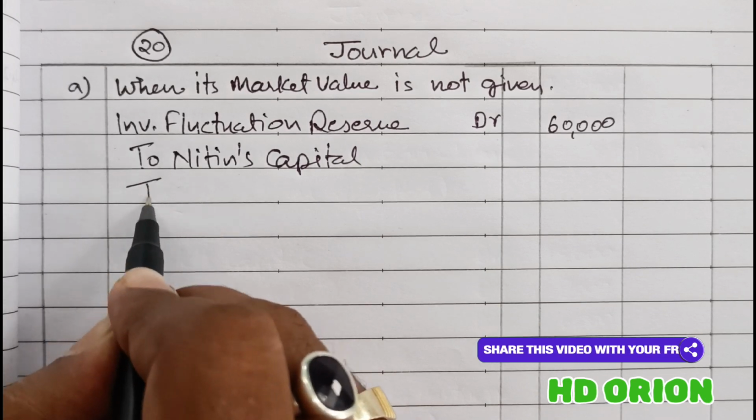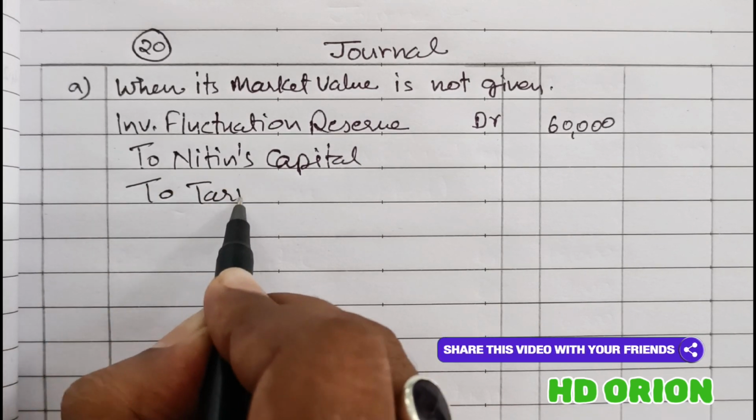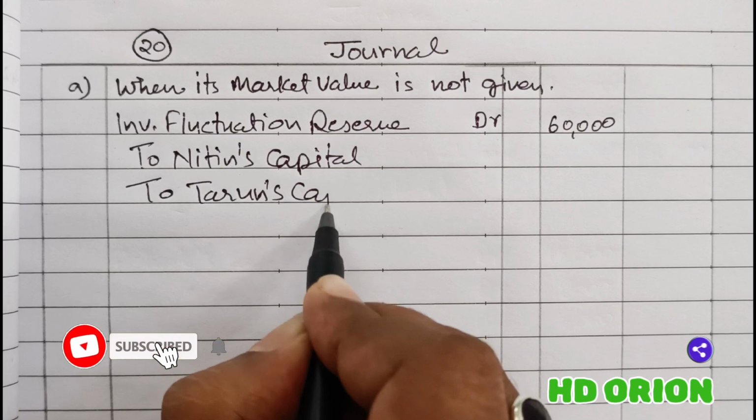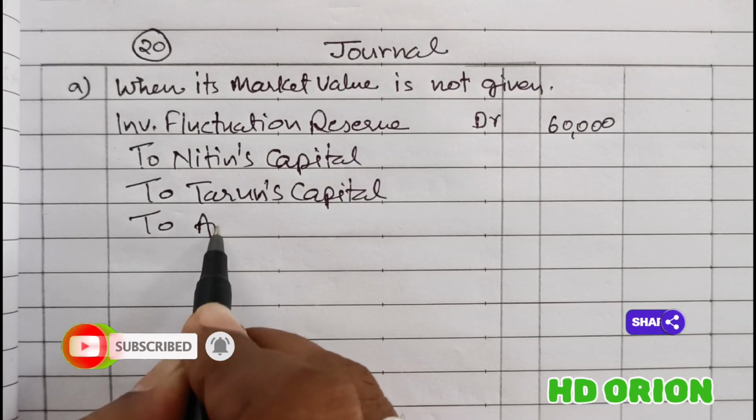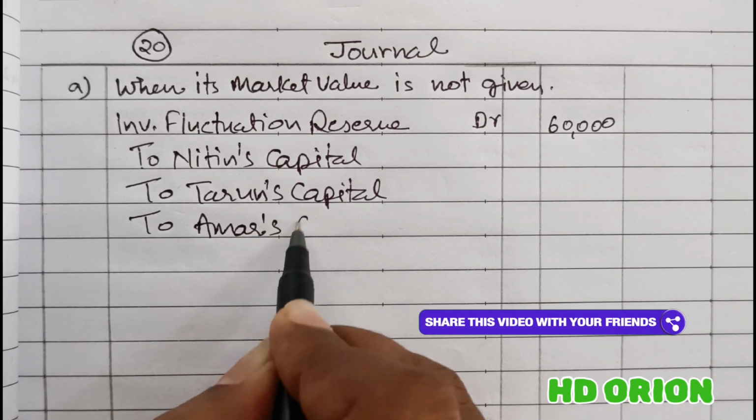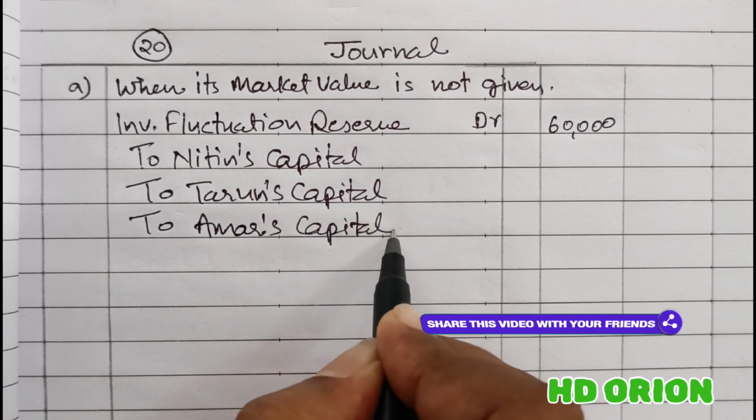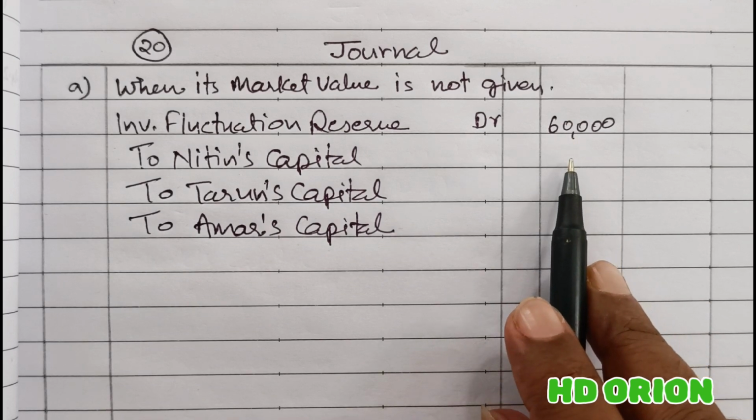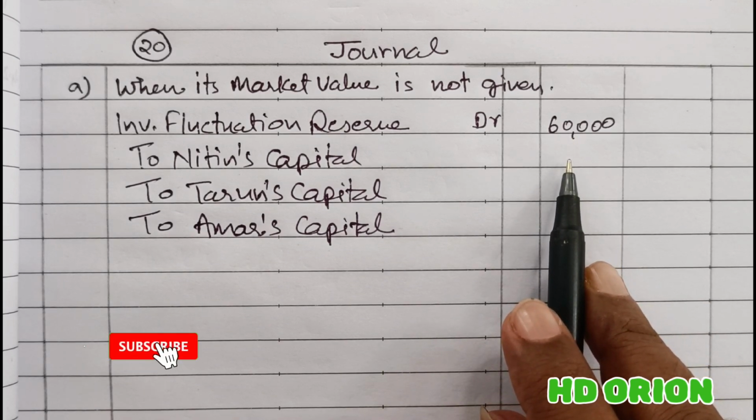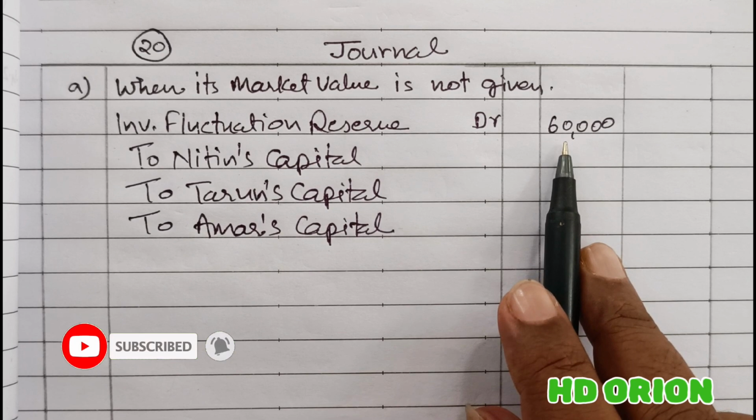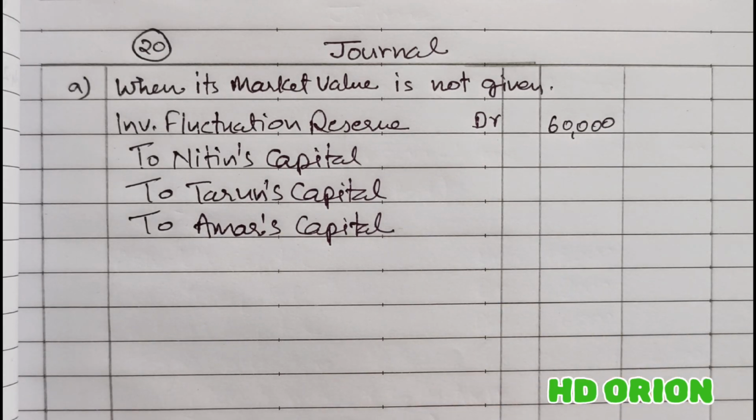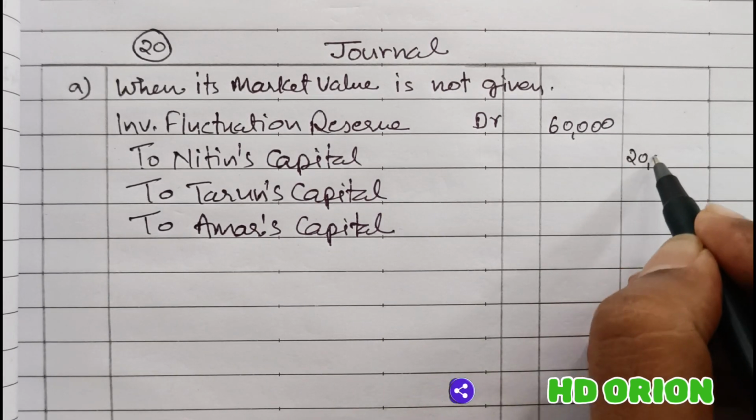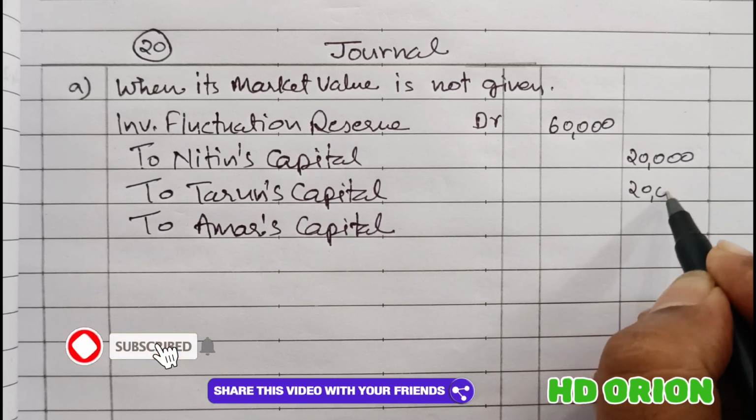Nitin's capital account, to Tarun's capital account, and to Amar's. And this reserve is related to the previous year where there was no new profit sharing ratio. So it is related to the old profit sharing ratio only. So it will be given to the partners in their old profit sharing ratio, which is 1:1:1. So 20,000 each partner will get.